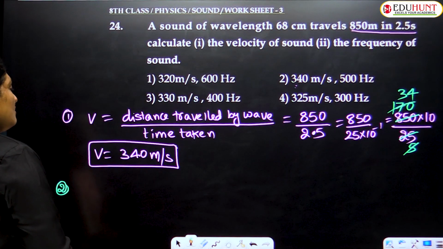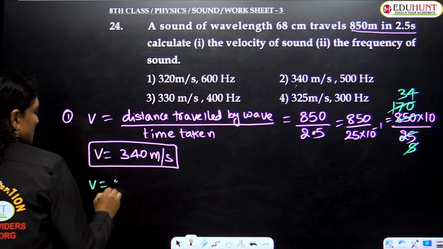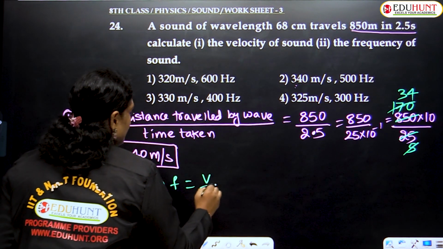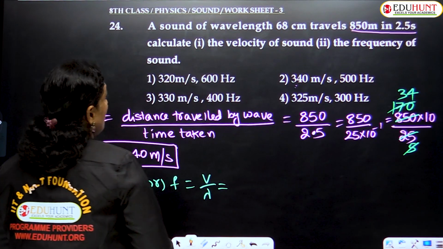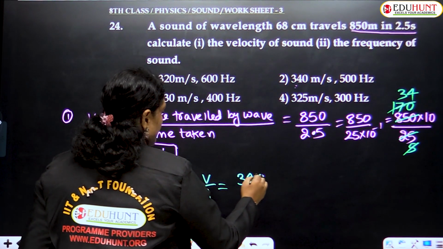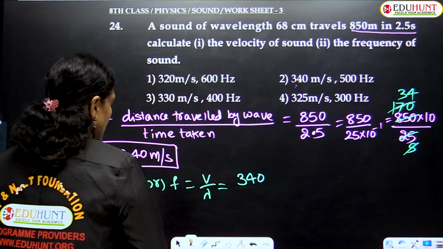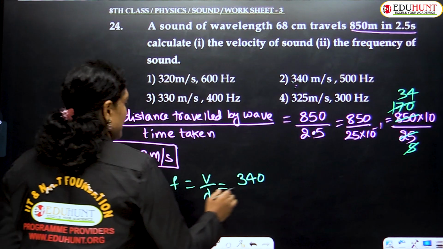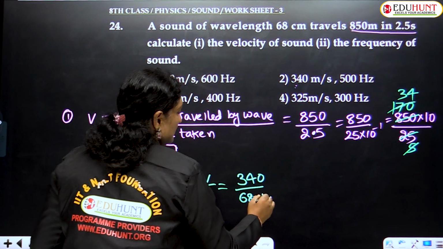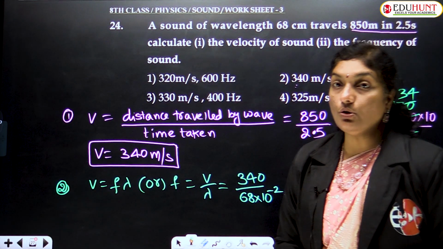Children, what is the value of frequency? As we know, v equals f lambda, or f equals v by lambda. Value of v, how much? Speed of sound, we just calculated it as 340 meter per second, upon the value of wavelength. How much is the wavelength given, children? It is given as 68 centimeters. Let us convert centimeters to meters as 68 into 10 power minus 2 meters.